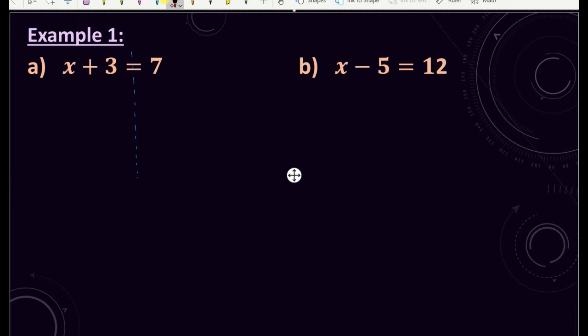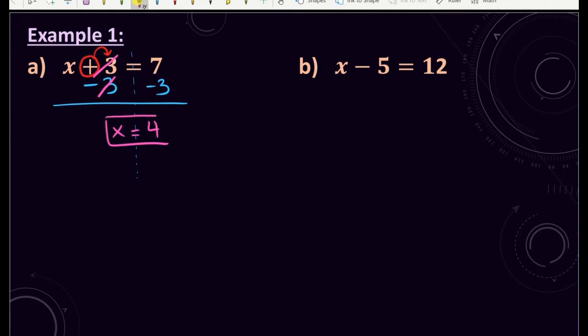Alright, we're going to look at problem A. x plus 3 equal to 7. So the operation is plus. Keep in mind that the sign, positive or negative, is always in front of the number. So this plus sign belongs to the 3. We're going to do the reverse of addition, which is subtraction. We're going to minus 3 on both sides. Okay, so positive 3 minus 3 cancel each other out, leaving you x by itself, and 7 minus 3 gives you 4. So x equal to 4 is the answer.